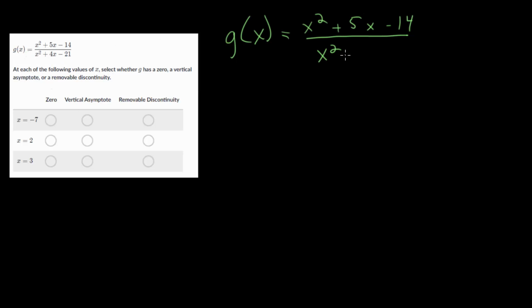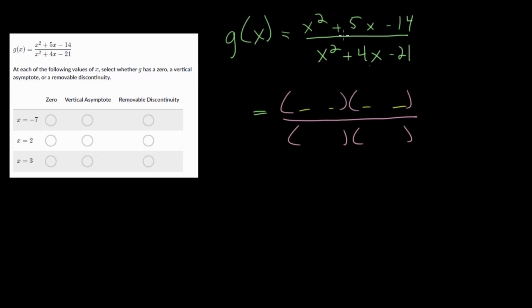So we have x squared plus 4x minus 21 in our denominator. And we'll set up our product of two binomials in the top and in the bottom. So let's start with the top one. So notice that the coefficient on x squared is 1. So that means this has to be x, and so does this, so that you can get x squared.